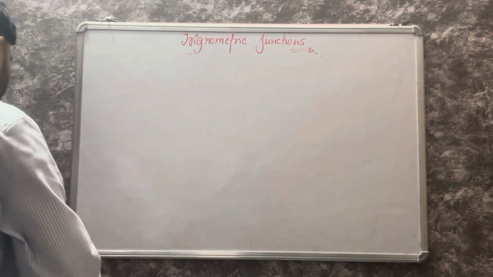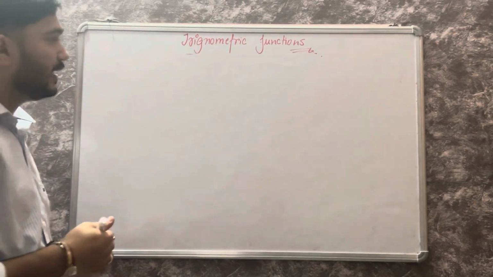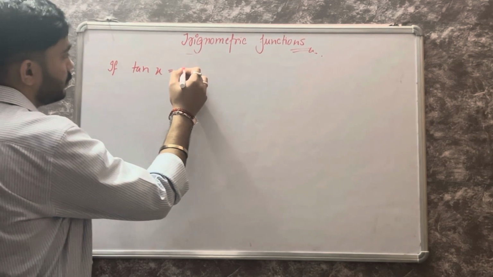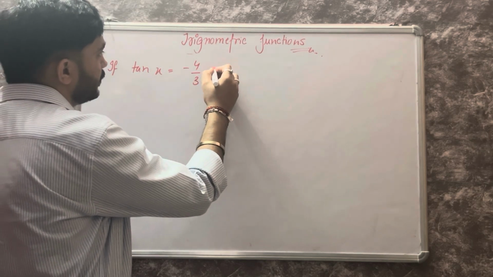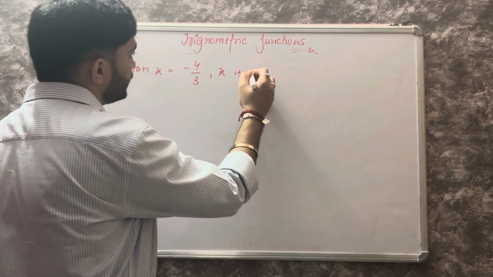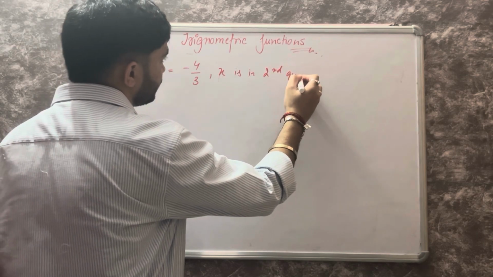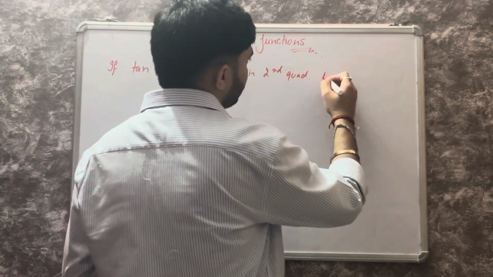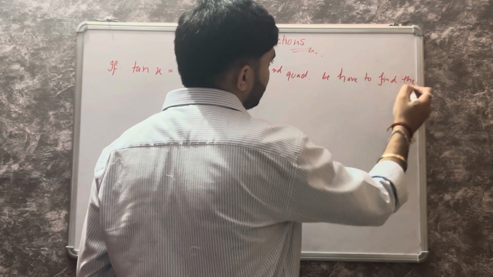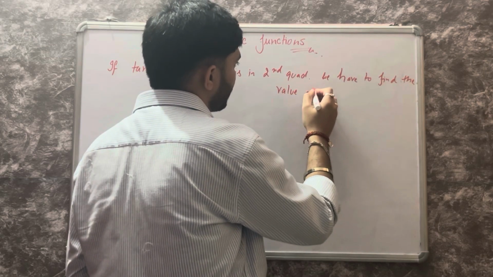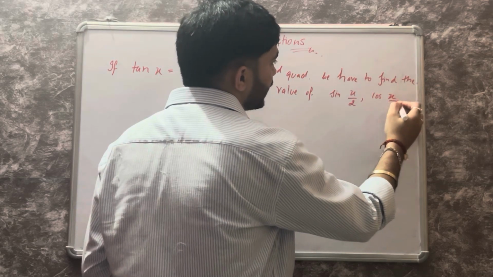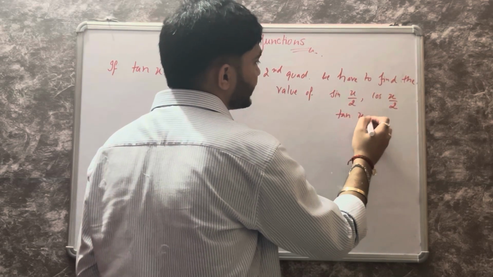Now we are going to do one extra question based on it. That is, what if tan x is equal to minus 4 upon 3, where x is in the second quadrant, and we have to find the value of sin x by 2, cos x by 2 and tan x by 2.